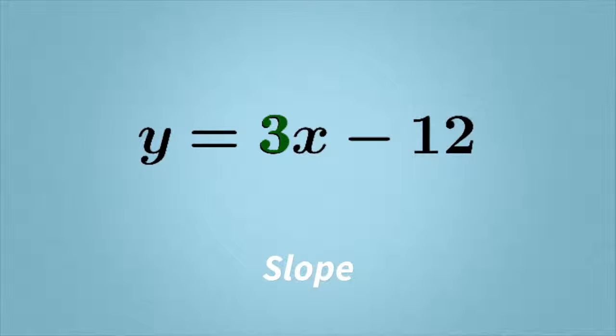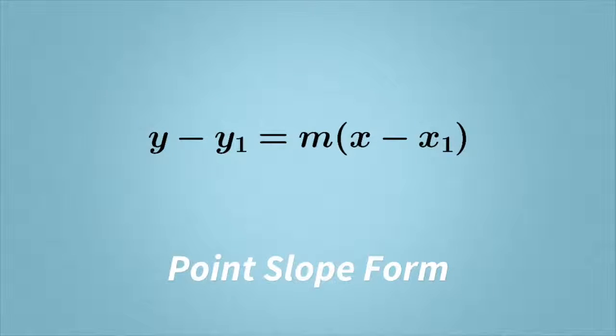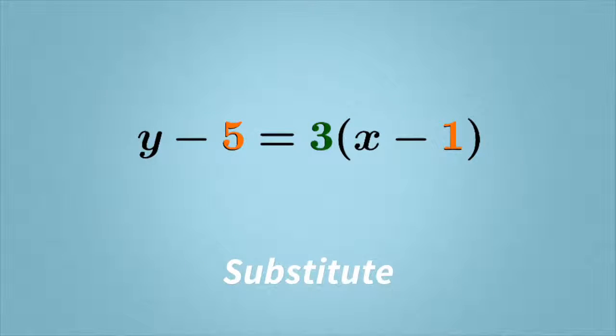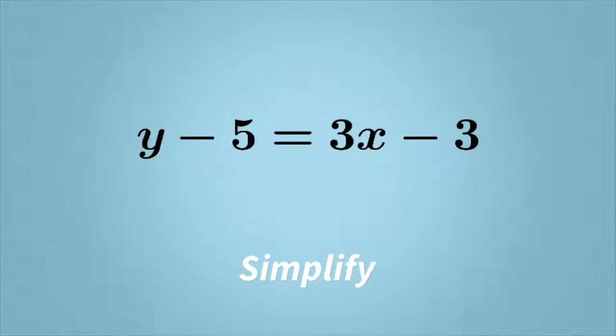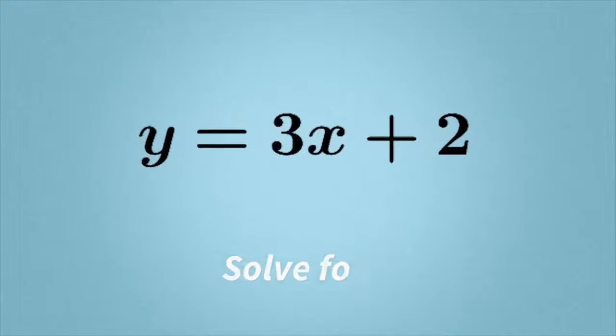Because we're looking for a parallel line, we take the slope of the line given, which in this case is 3. We then use the point-slope form of the equation of the line. We substitute the slope and the point given, simplify the expression, and then solve for y. This is the equation of the line which is parallel to the line given and passes through the point 1, 5.